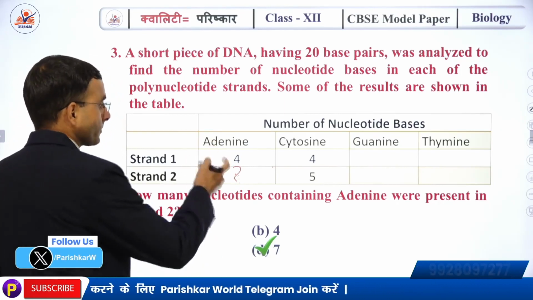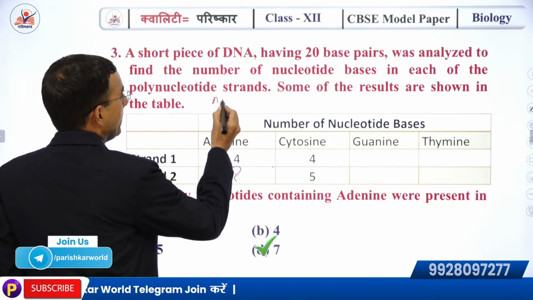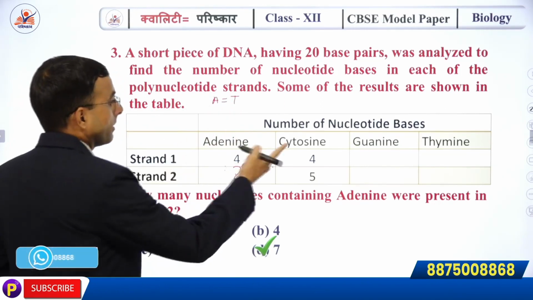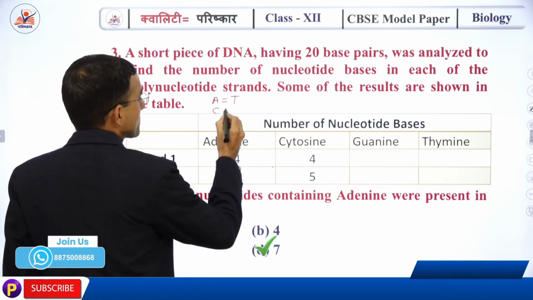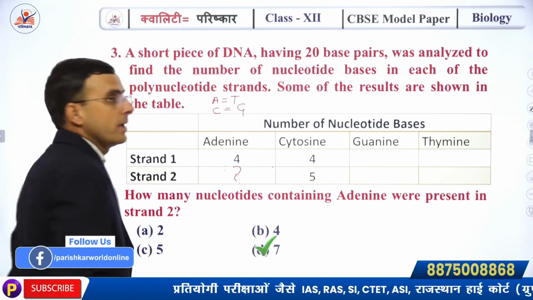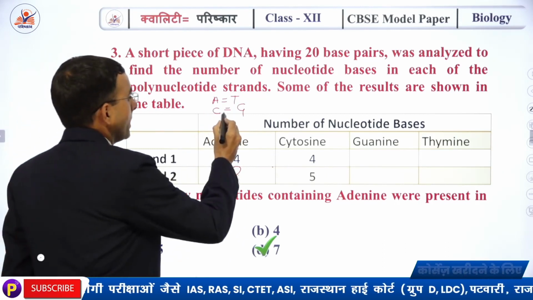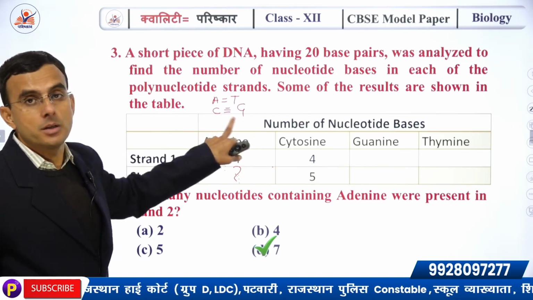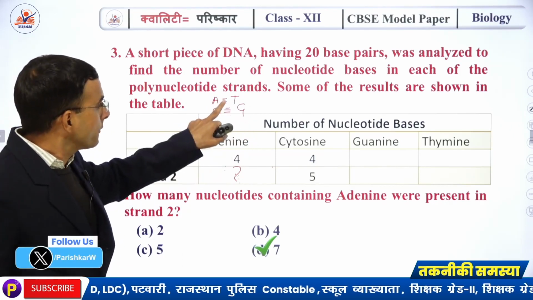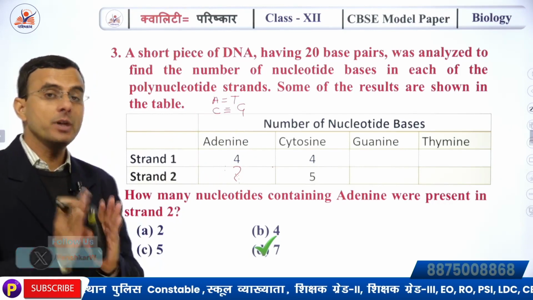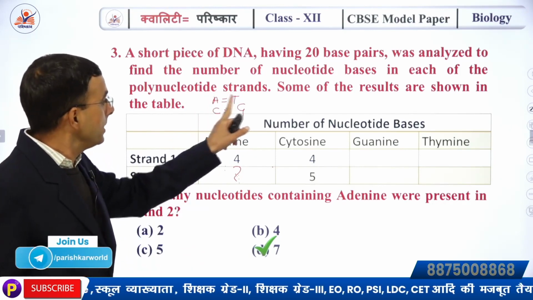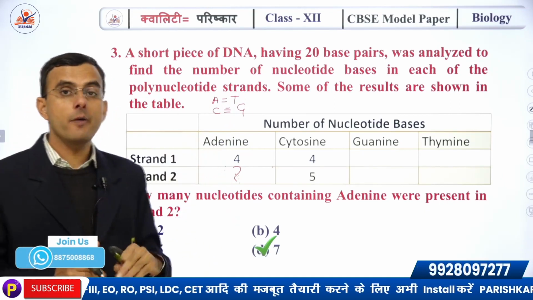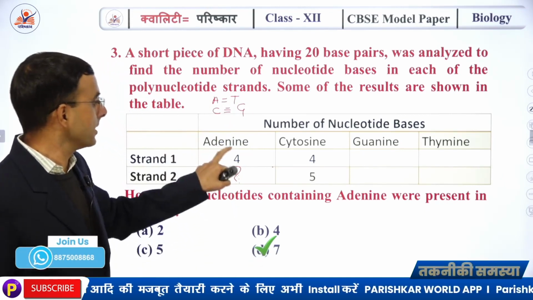Look at this one. In the DNA, adenine always binds with thymine. In the DNA, cytosine always binds with guanine, by triple bond. They are bound with each other in this way, by Chargaff's rule. So if they are joining with each other as adenine and thymine, cytosine and guanine, how do we calculate the number of adenine in the second strand?